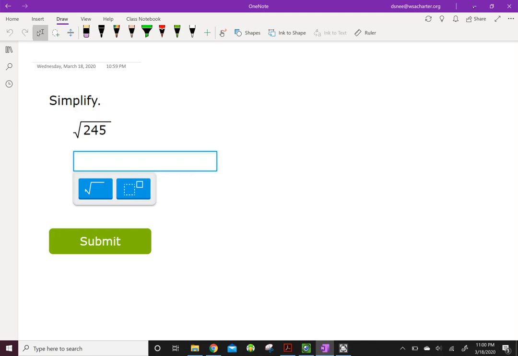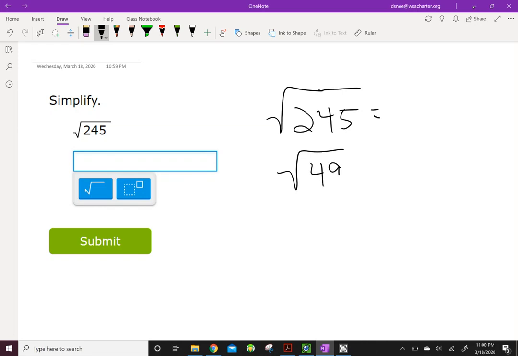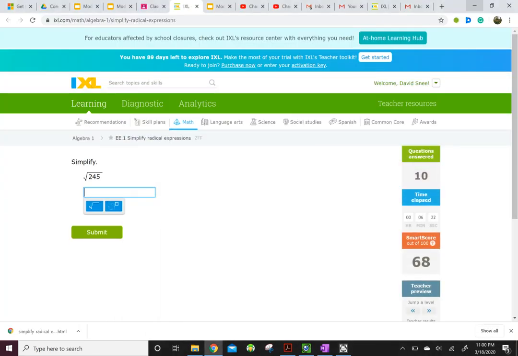245 divided by 49. Hey, 49 times 5, so the square root of 245 is equal to the square root of 49 times the square root of 5. And I know the square root of 49 is 7, so I come up with 7 root 5. Let's try this on 7 root 5. Submit. Alright, 72 is our score in 6 minutes, 30 seconds.